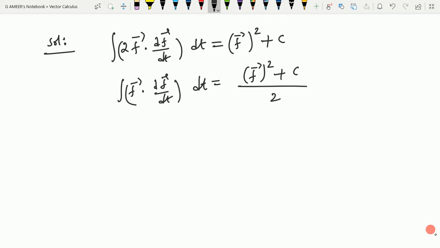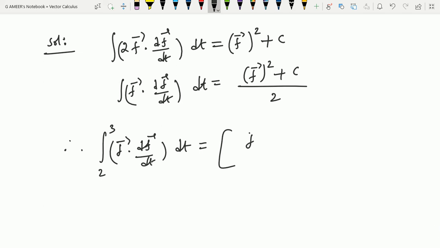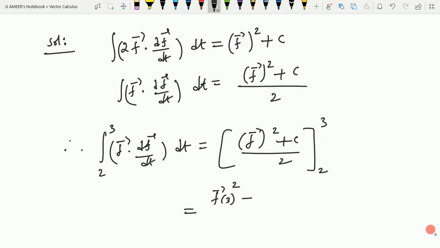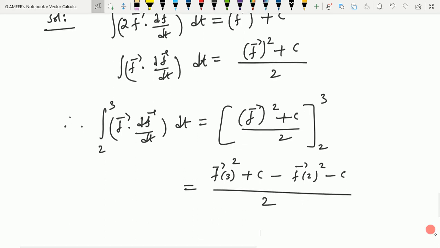So with this, what is the answer for the given question? The integration from 2 to 3 of f dot df by dt is equal to, so integration we got is f square plus c by 2. Lower limit is 2 and upper limit is 3. Now let us substitute upper limit and lower limit. When I substitute the upper limit, it will become f of 3 square plus c minus f of 2 square minus c, divided by 2.